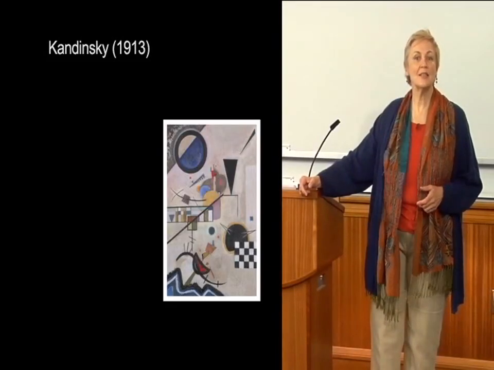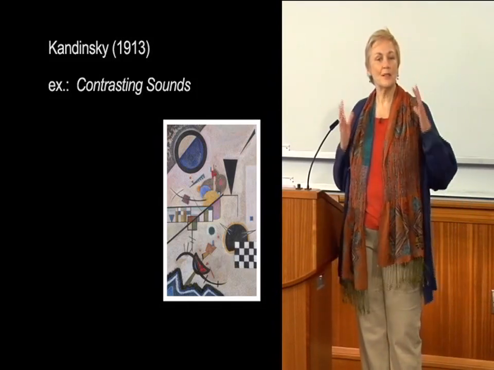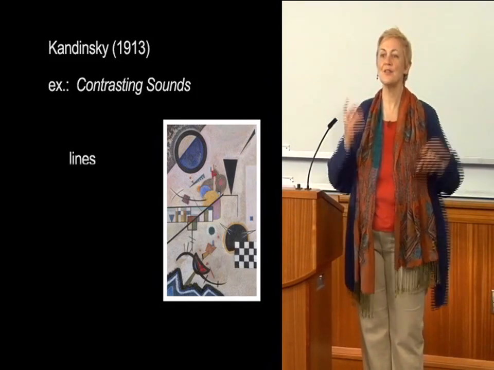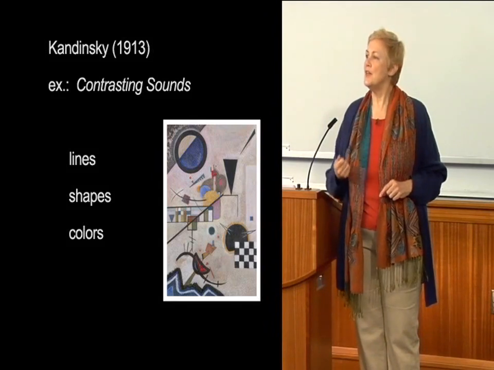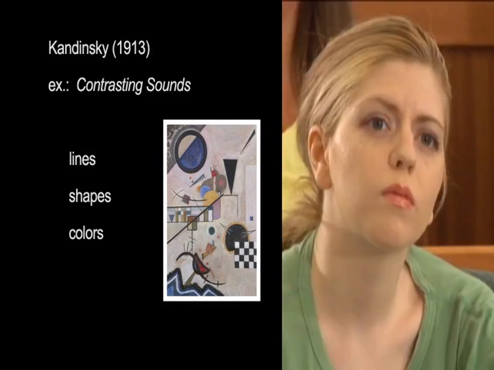In them, he used lines, shapes, and colors to show his feelings. Kandinsky loved music and was even a musician himself. In fact, he said that when he looked at a painting, he could actually hear music, and he wanted to communicate that in his paintings. One of Kandinsky's works is called Contrasting Sounds. In it, you can see different lines, shapes, and colors. To Kandinsky, these represented different feelings.